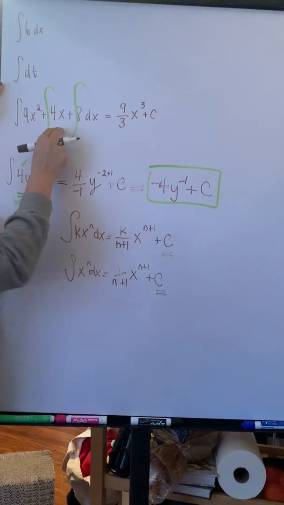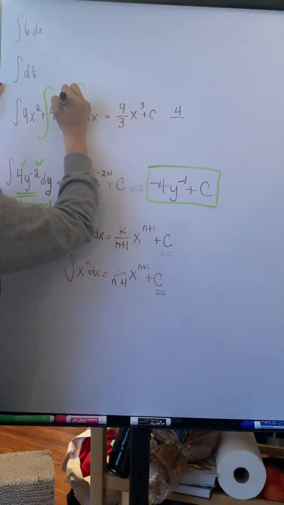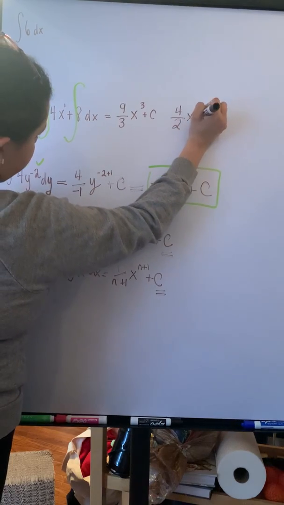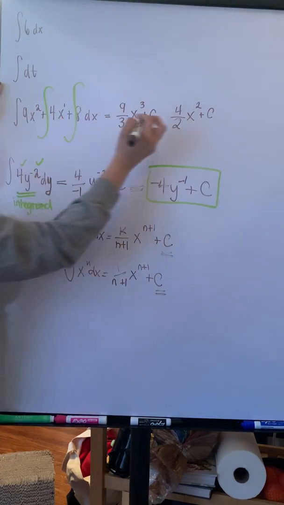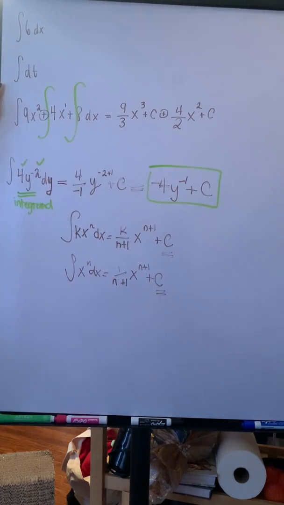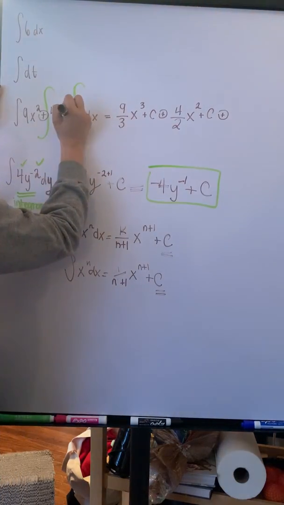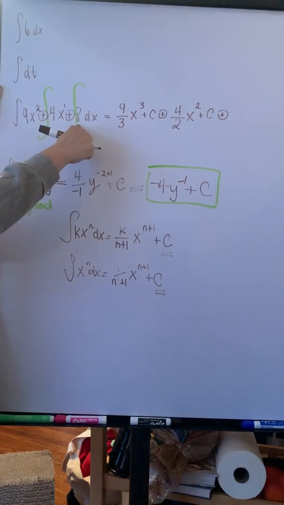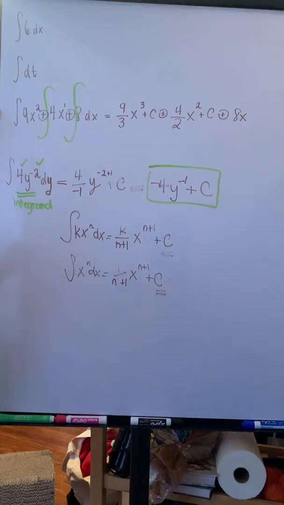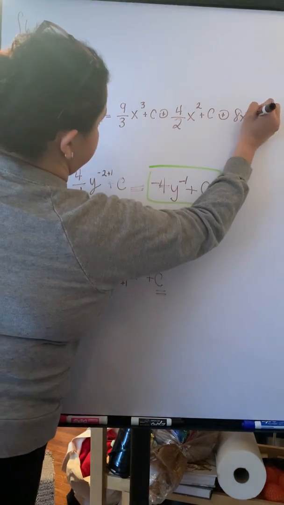Now in the second part, I'm going to bring the 4 out in front. And this is an invisible 1, so this is going to be over 2. And then I have x squared plus c. And then these are getting added, because I have a plus sign here. That one I'll be adding again because I have another plus sign here. I have the integral of a constant, so that's going to be 8x, because the integral of a constant is the constant times the variable it's in respect to, and that's always going to be plus c.